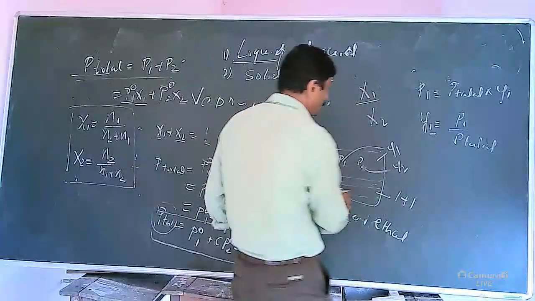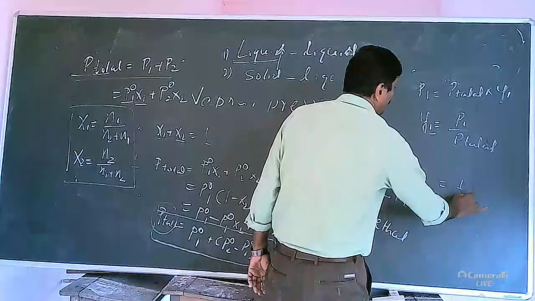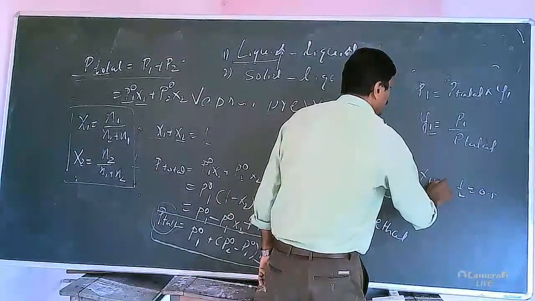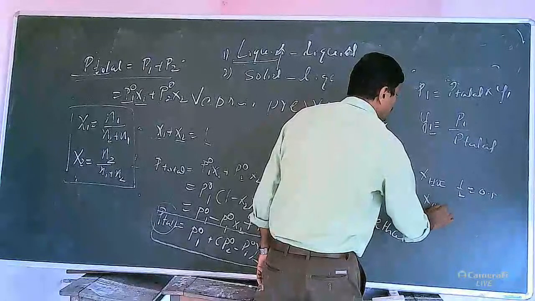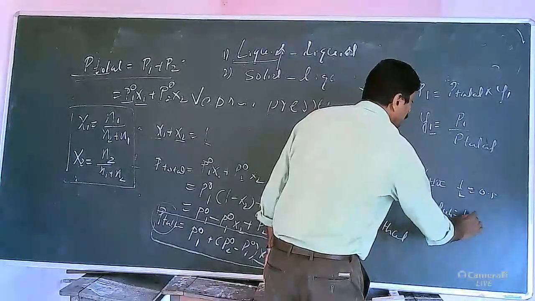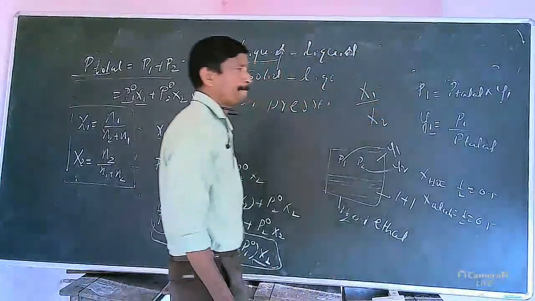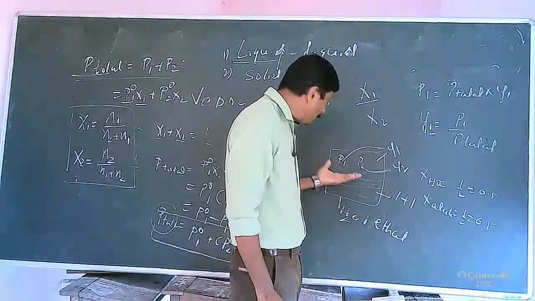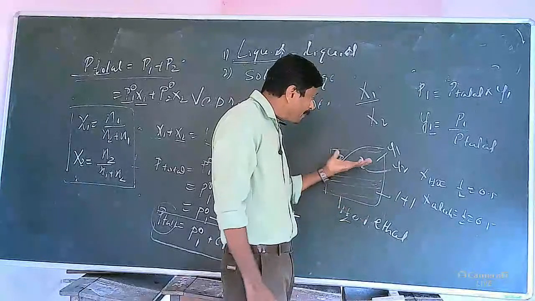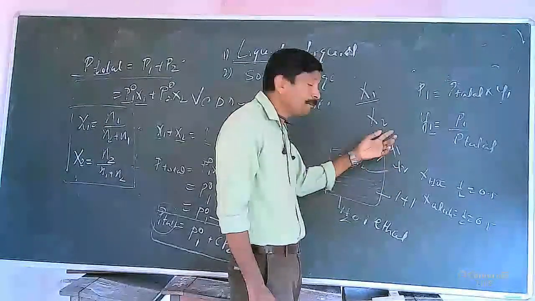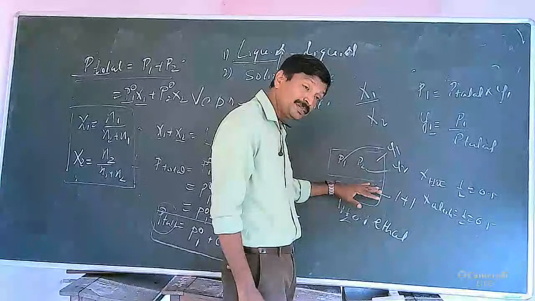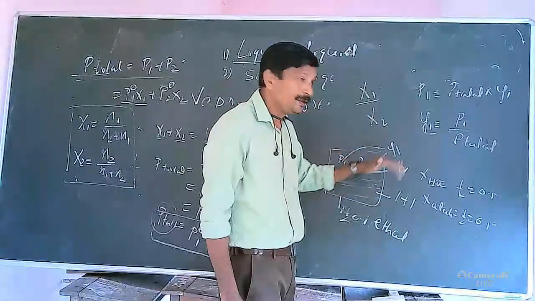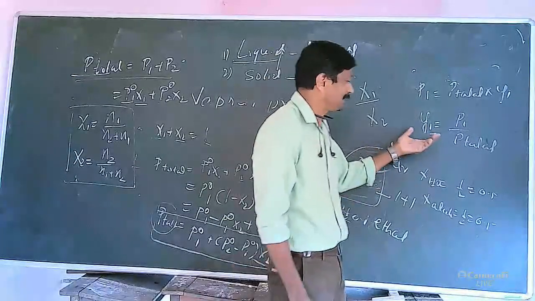The mole fraction of the water is equal to 1 divided by 1 plus 1, which is 0.5. Similarly, the mole fraction of the alcohol is also 0.5. Now we know that ethanol is vaporized more than the water. So the vapor phase contains more of the ethanol. Here the mole fractions are equal, but in the vapor the mole fraction of the ethanol is more than the mole fraction of the water. Therefore, you are able to calculate the mole fraction.